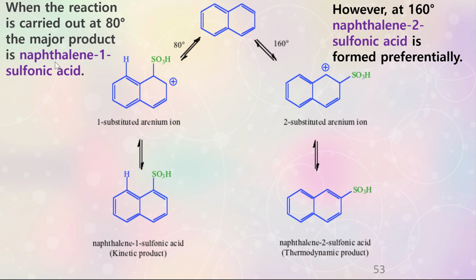So what are these conditions? When the reaction is carried out at 80 degrees, the major product is the naphthalene 1 sulfonic acid seen here. However, at 160 degrees, you get 2 sulfonic acid. It is preferentially formed. So remember what we said before, the higher temperature gives us the more stable thermodynamic product. Let's go back to it just in case you have forgotten.